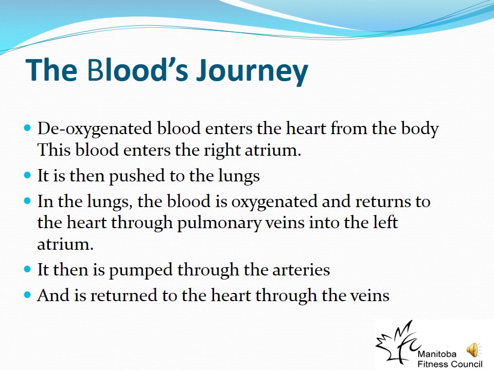So this is just repeating what we've already said, so this should now be review for you. Deoxygenated blood enters the heart from the body, enters into the right atrium. It'll actually move from the right atrium to the right ventricle. The right ventricle will contract and push that deoxygenated blood to the lungs. In the lungs, the blood is oxygenated and returns to the heart through the pulmonary veins into the left atrium.